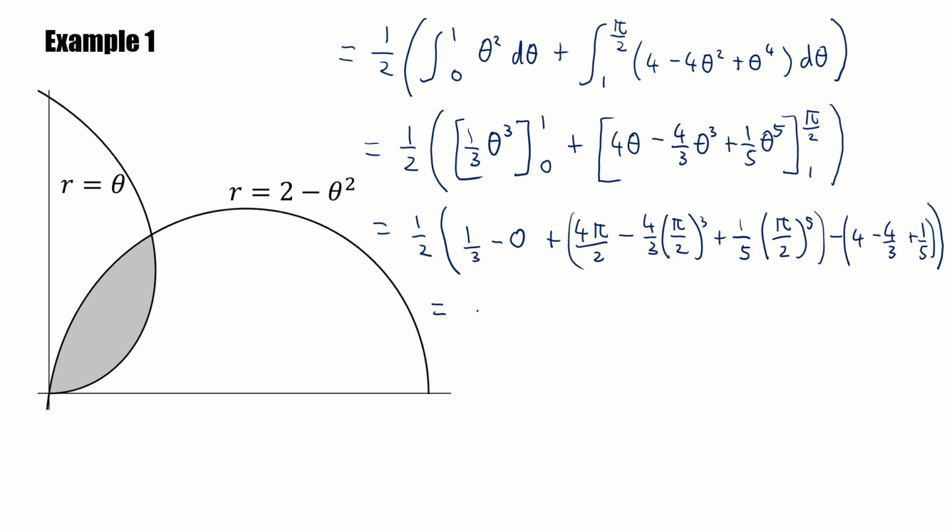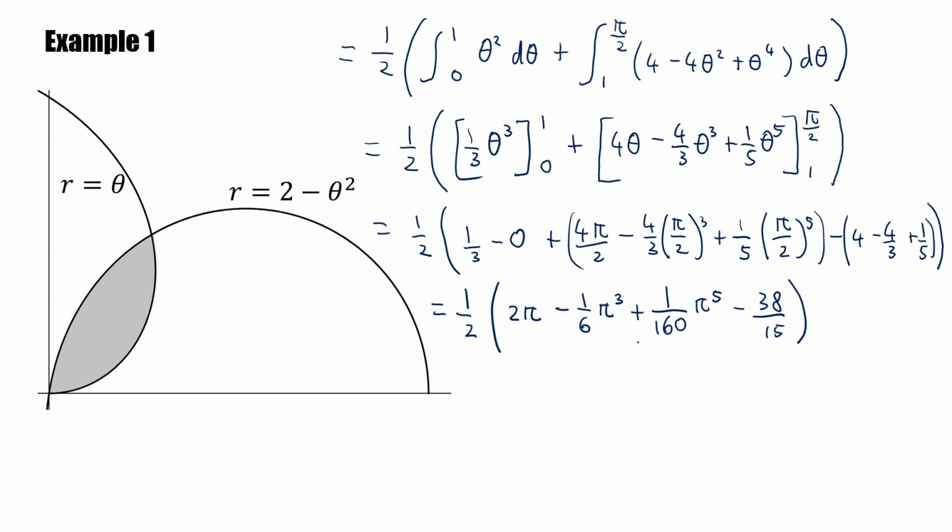Simplifying that, as it did ask us to write the answer in exact form, we're going to end up with 1/2 lots of 2 pi. We're going to end up with something that doesn't look very nice in minus 1/6 pi cubed. We're going to end up with a plus 1 over 160 lots of pi to the power of 5. And then combining all the other fractions together, you're going to end up with minus 38 over 15.